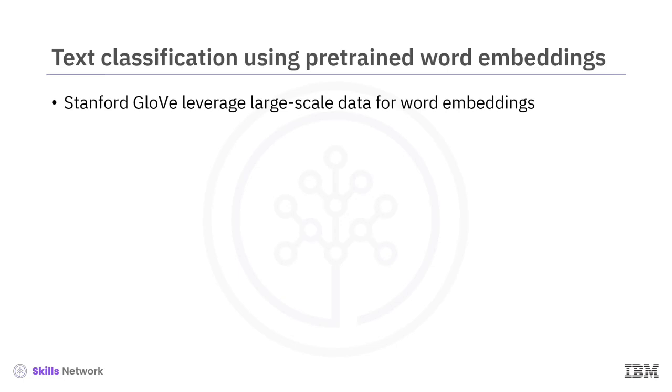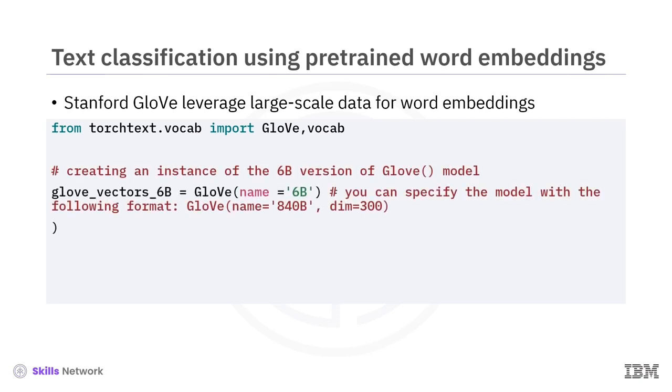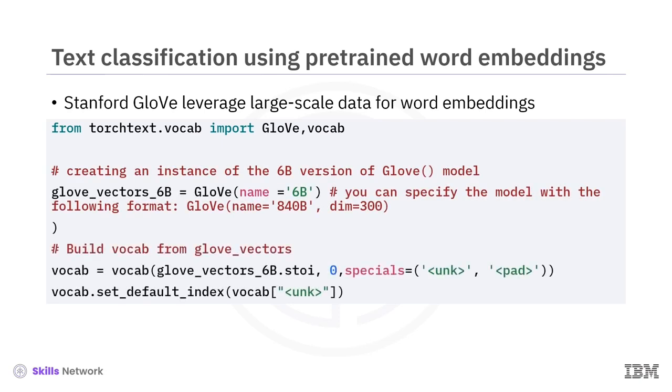Now you will learn about text classification using pre-trained word embeddings. Word embeddings utilize Stanford's pre-trained GloVe, or global vectors, that leverage large-scale data for word embeddings. Using a different method, it can be integrated into PyTorch via torchtext.vocab for improved NLP tasks such as classification. You will initialize GloVe with name equals '6B' to load pre-trained vectors and create a custom vocab object to match different tokens.